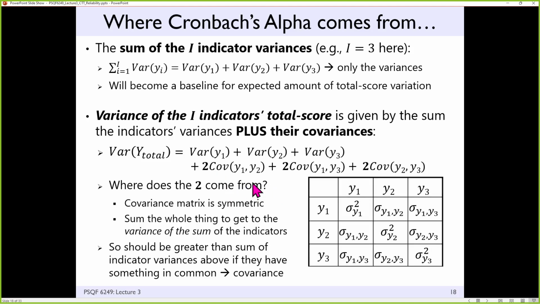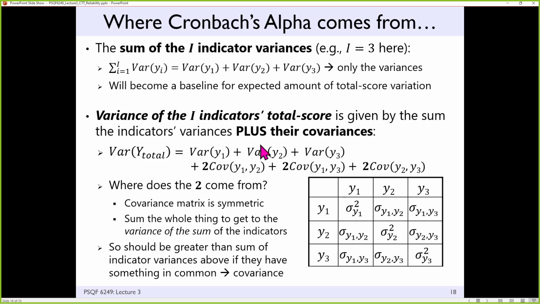The way that I understand this is to think of it in terms of a covariance matrix, which is always square and has 2 sides. So the relationship between y1 and y2 shows up in this square. It also shows up in that square. So it's kind of like you're summing over the entire block when you do this.